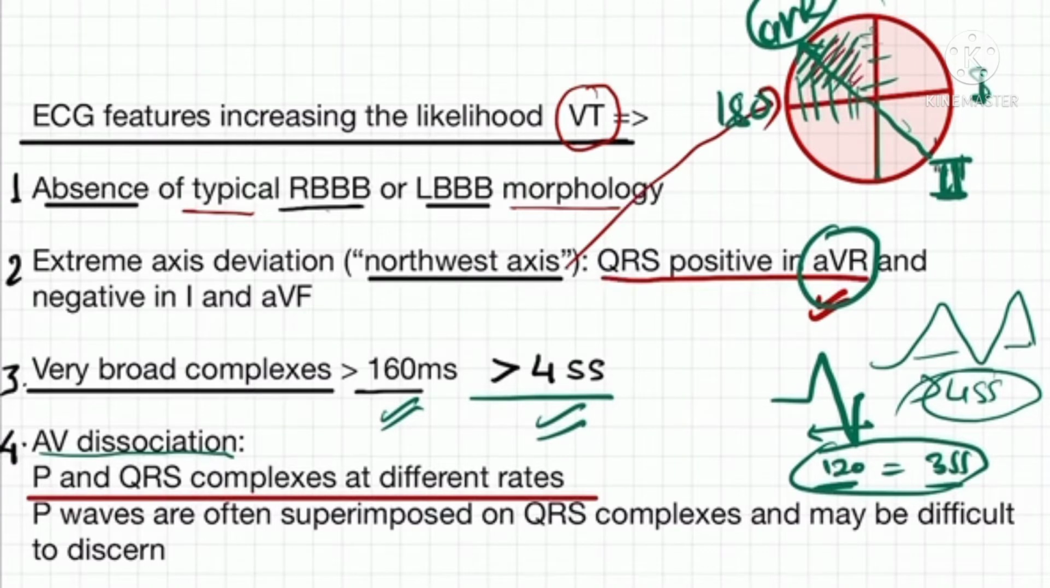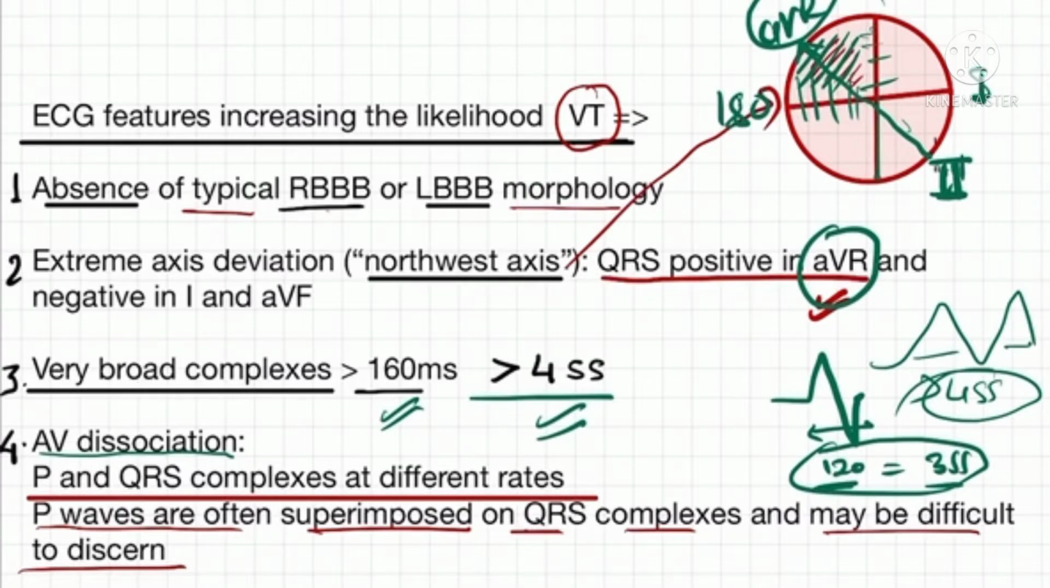The more suggestive ECG features for VT: P waves are often superimposed on the QRS complex and may be difficult to discern. That means there is no association. Many times there is no association between the P wave and the QRS complex.